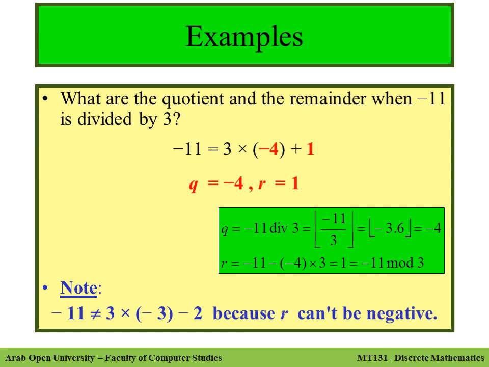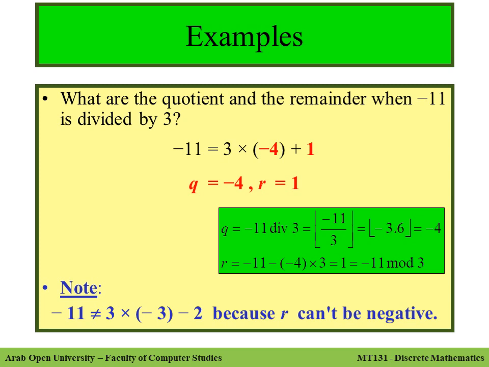Here are more examples. Now you have to be careful. We can divide any number by a positive number. If both numbers are positive, normally there's no problem. But if you take a negative number and divide it by a positive number, you have to be careful that you must divide in a way that the remainder is positive.